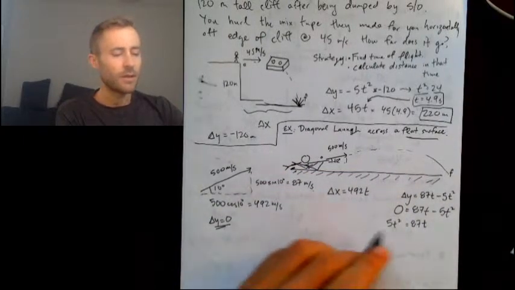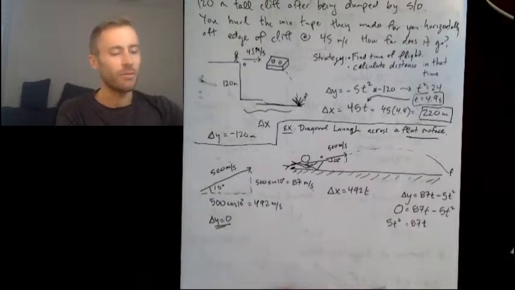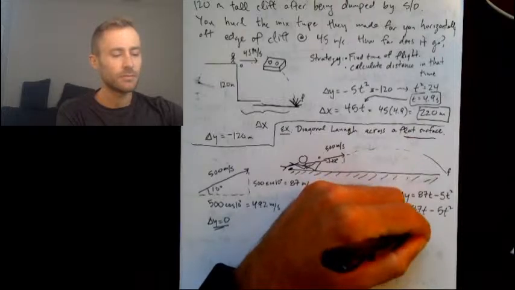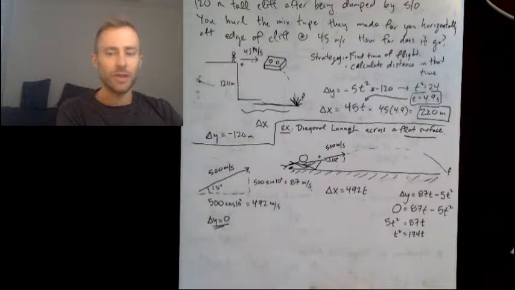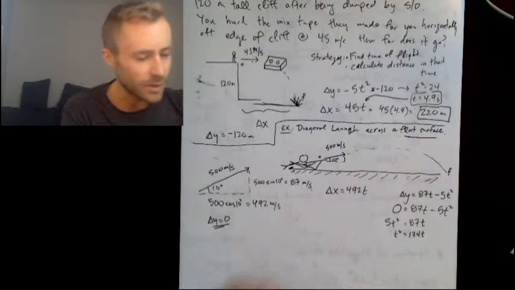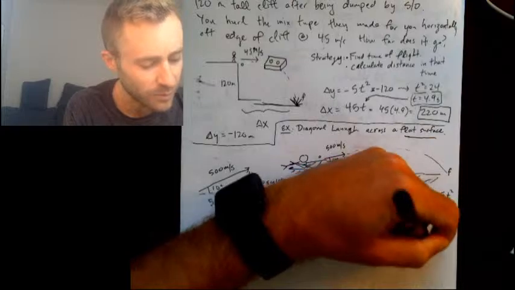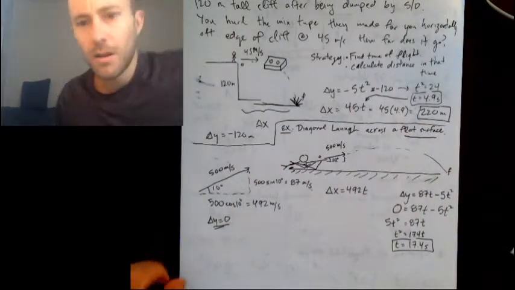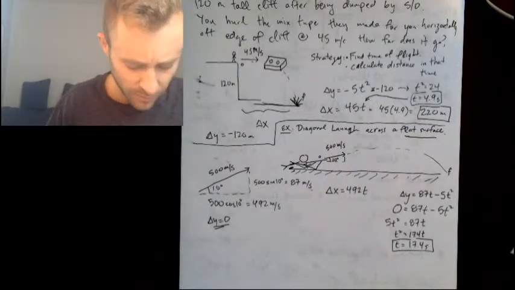Okay. Divide both sides by 5. That's going to give 17.4. And then divide both sides by t. And we get that the time of flight is 17.4 seconds. Okay. Let me just double check my arithmetic there.